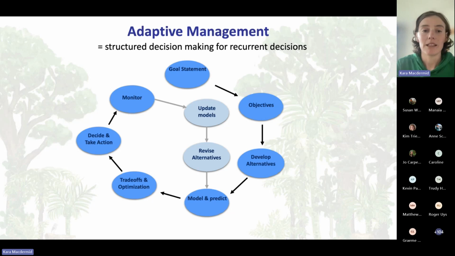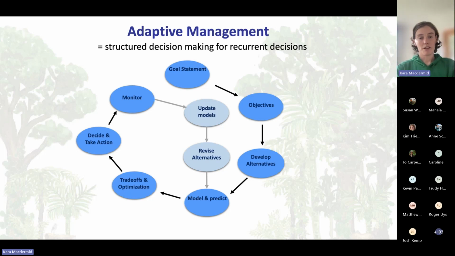So adaptive management works in this little cycle here. There is a goal statement. So for a reintroduction, maybe that's to reintroduce birds. You define your objectives, and so that could be to have a persistent population, for example, but also might include things like keeping costs as low as possible, and develop alternative management strategies. So maybe to reintroduce or not to reintroduce if it turns out that that's not the best idea.